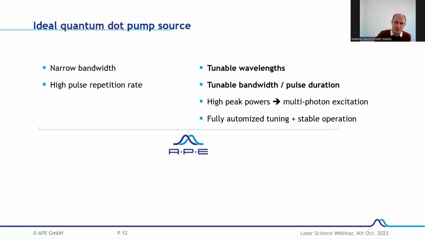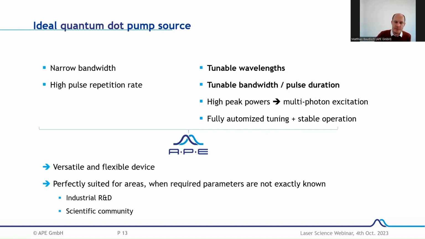So all these requirements essentially can be covered by light sources that we offer, and this has an advantage, especially compared to diode lasers, for example, or fiber lasers, that it's a very versatile, flexible device, and it's perfectly suited for areas where the required parameters of your light source are not exactly known, or you want to play around, or you want to go maybe in the future to a different spectral range that you want to investigate with your quantum dots. Really essentially for industrial R&D and the scientific community.